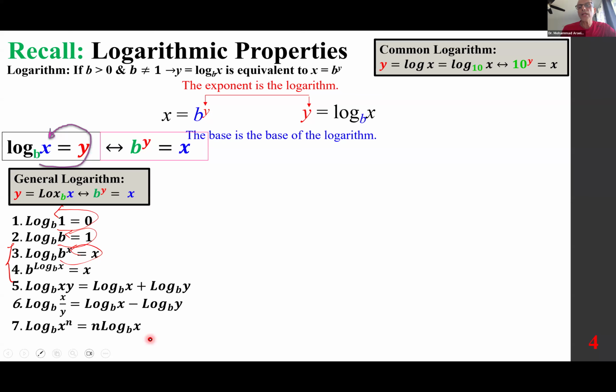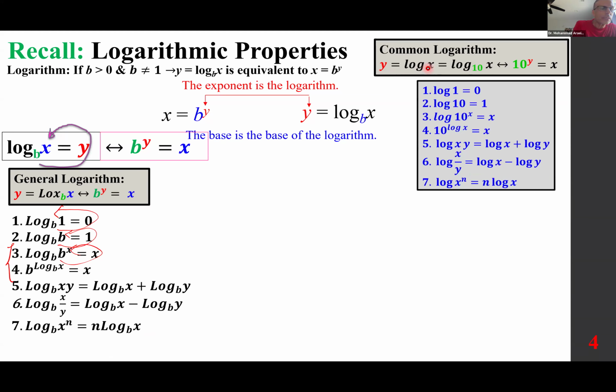Now, when the base is 10, we just don't write it. We write y equals log x. And if you look at numbers 1, 5, 6, and 7, you just drop the base b and you have it. But for example, number 2, log b base b equals 1, because we know if we don't write the base it is 10, so this must be log 10 equals 1, and the rest of them follow.